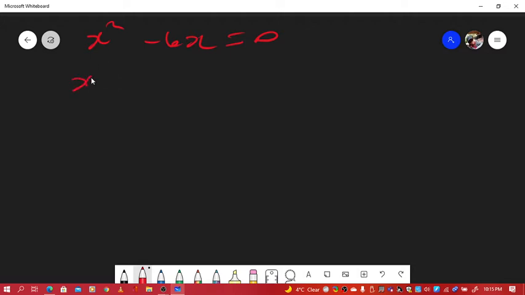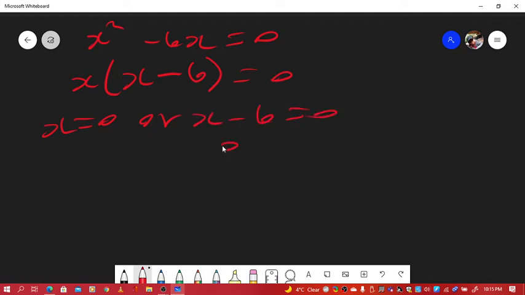You can first factorize out the x, then it's x times (x minus 6) equals 0. Now, for the product to be 0, one of these has to be 0. So it's either x equals 0 or x minus 6 equals 0, of which x equals positive 6.